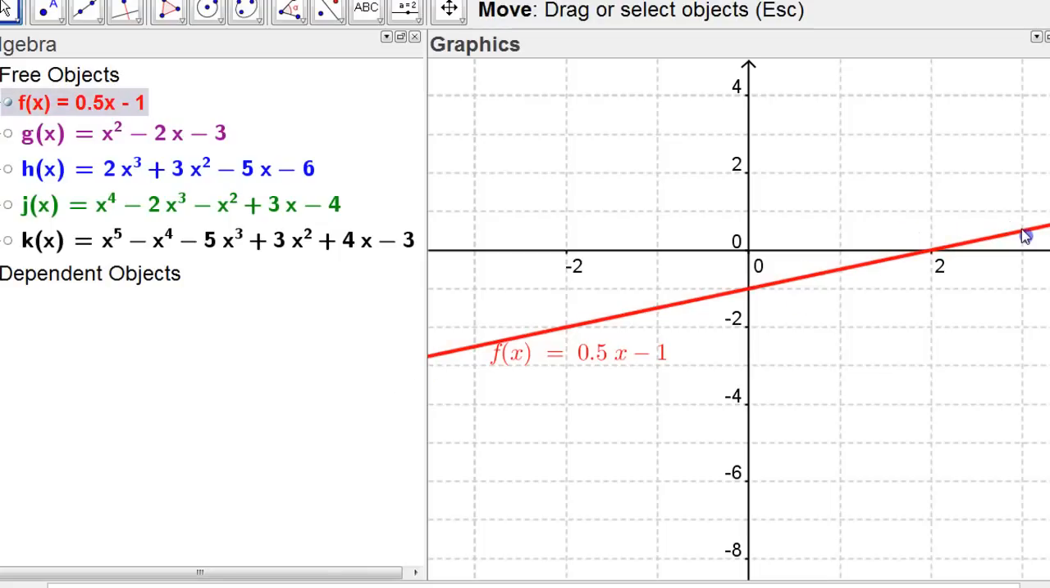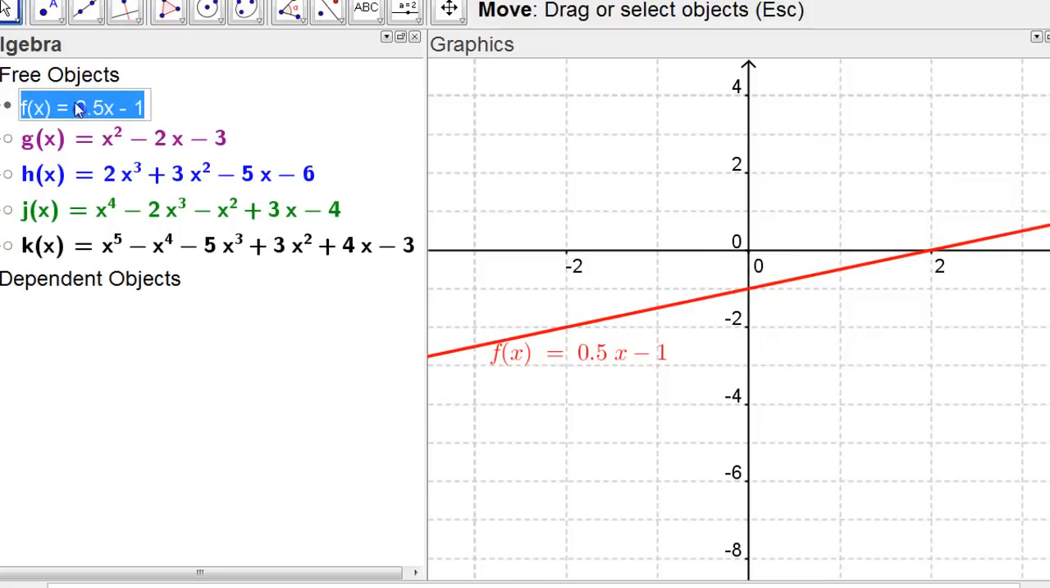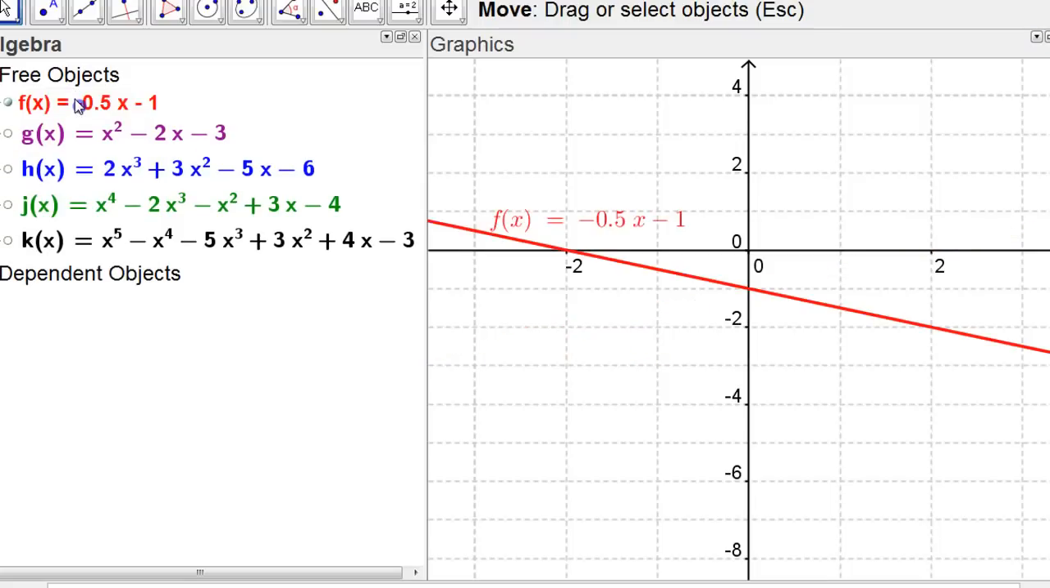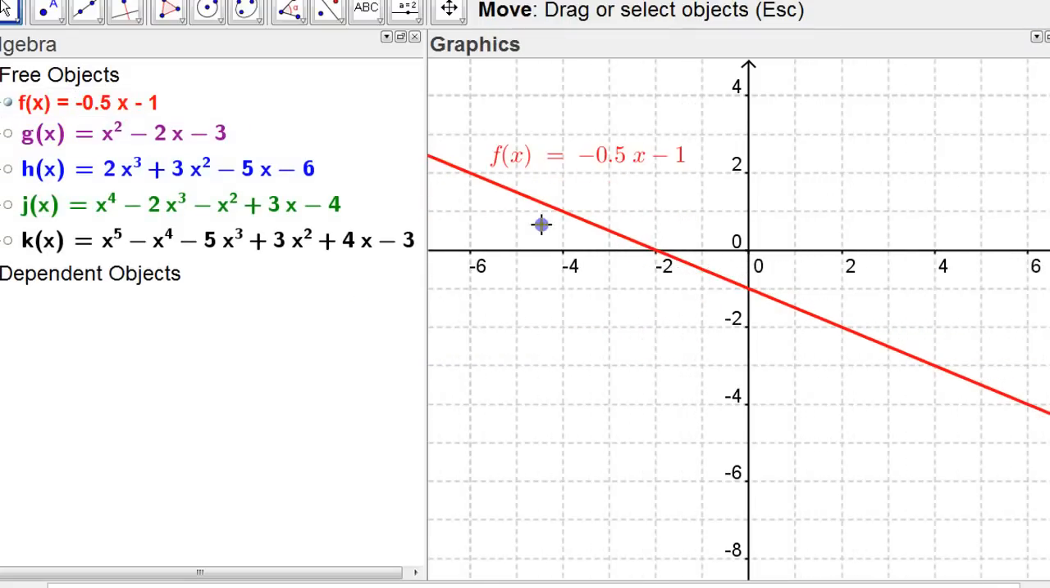Starts down, ends up. If you want to use the numbers of the quadrants, this is quadrant 1, quadrant 2, quadrant 3, and quadrant 4. This one starts down in quadrant 3 and ends up in quadrant 1. Whereas if you put that negative back in there, it's going to start... Let's change the window a little bit. It's going to start up in quadrant 2 and end down in quadrant 4.